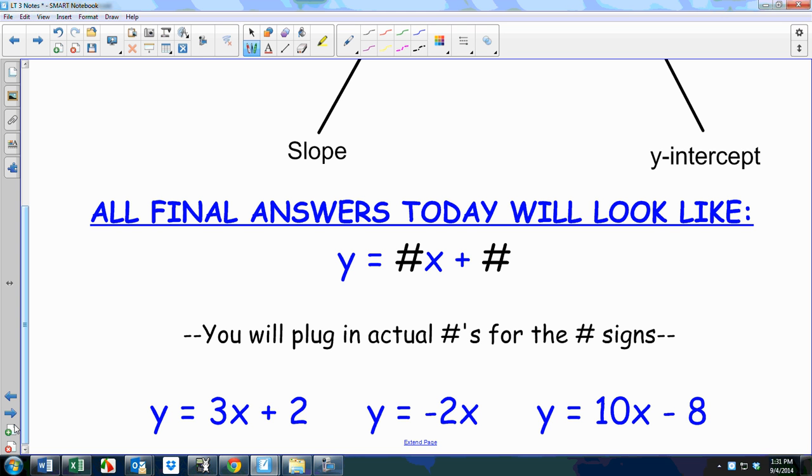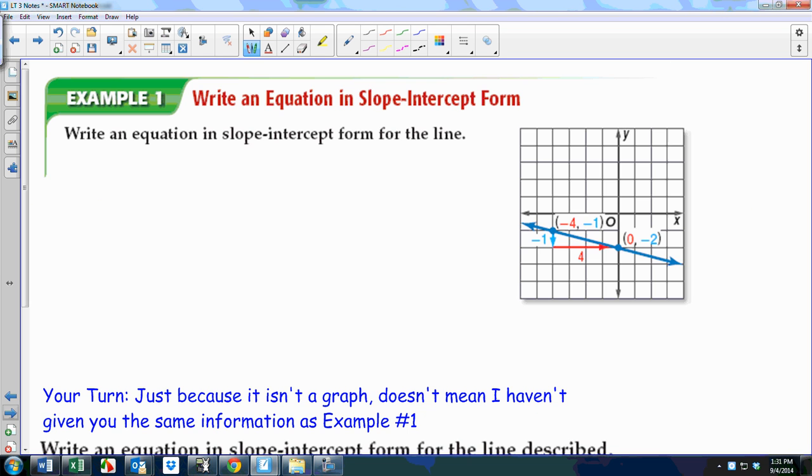Y equals 3x plus 2. What is the slope of that line? 3. And what's the y-intercept? 2. What is y-intercept, by the way? It's where it crosses the y-axis. So 2 means you'd go to the y-axis, put a point at 2. It's going to cross there. All right, what is the y-intercept of y equals negative 2x? 0, right? All right, you're remembering this. Let's try a couple of problems.